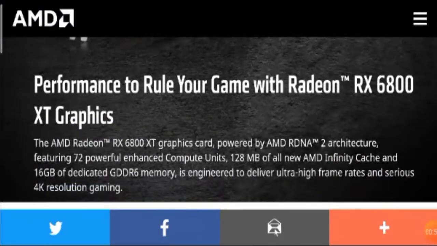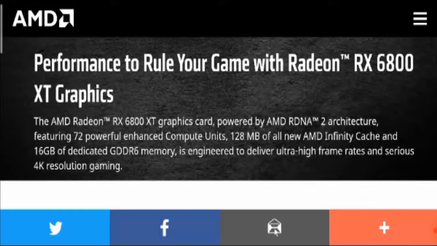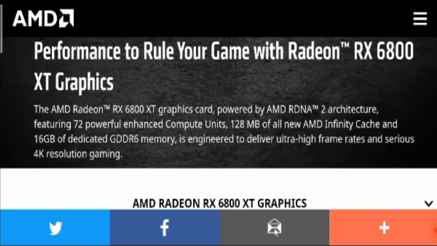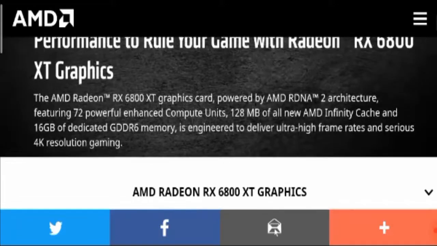Friends, here you can see this is AMD 6800 XT graphic card. So this AMD Radeon RX 6800 XT graphic card, which is powered by AMD RDNA 2 architecture, featuring 72 powerful enhanced compute units, 128 MB of all new AMD Infinity Cache and 16 GB of dedicated GDDR6 memory is engineered to deliver ultra high frame rates and serious 4K resolution gaming. And this is the reason why people from the United States, Canada, Australia and United Kingdom are interested to know more about this graphic card.